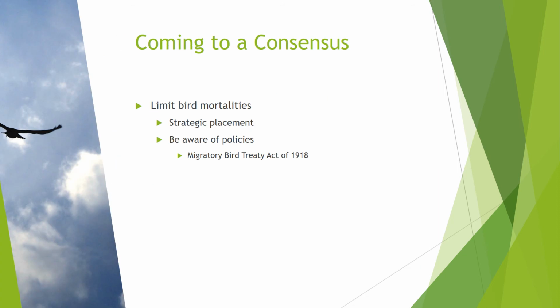Strategic placement of the turbines can also assist with decreasing the mortality of birds. Researching the paths of migratory birds can help significantly with deciding the best places to install the turbines. There are also several policies in place to help protect migratory birds that all companies installing the turbines should be aware of when deciding the placement of the turbines, such as the Migratory Bird Treaty Act of 1918.